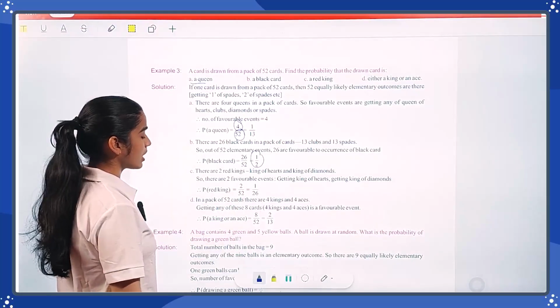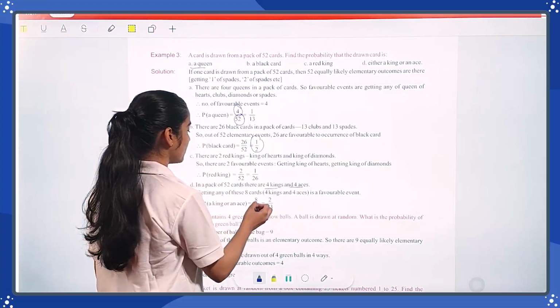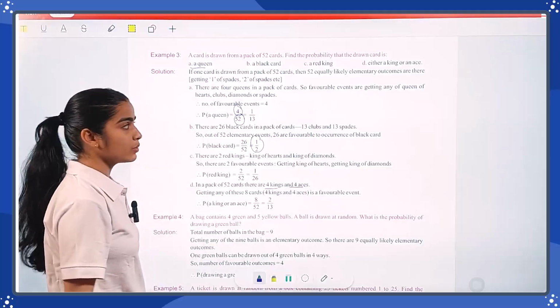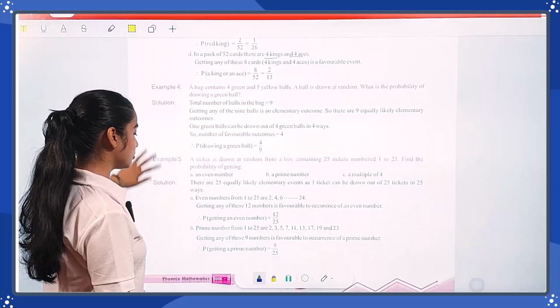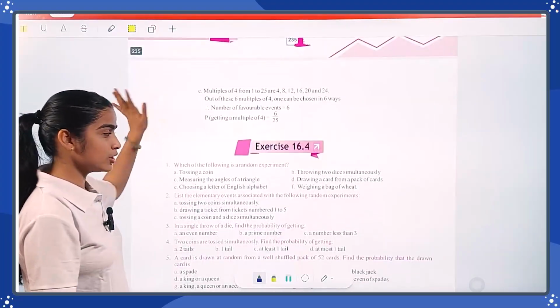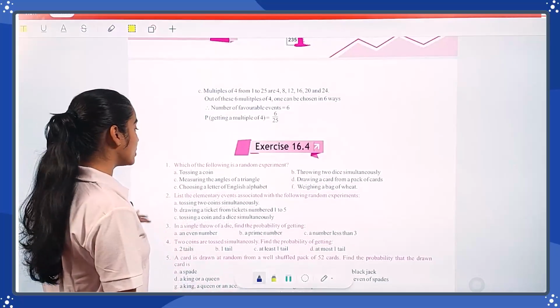Next, either a king or an ace. So we have 4 kings and 4 aces. So 8 by 52 is the probability of getting a king or an ace. So 2 by 13 is the probability. So in that way, you have to solve the question. Let's move forward to exercise 16.4 and evaluate yourself.